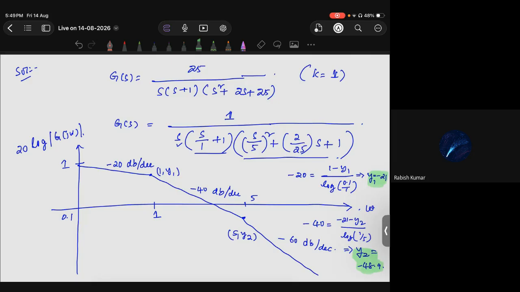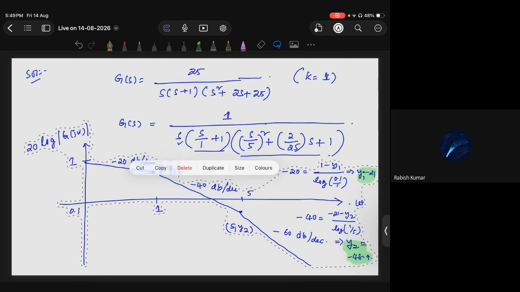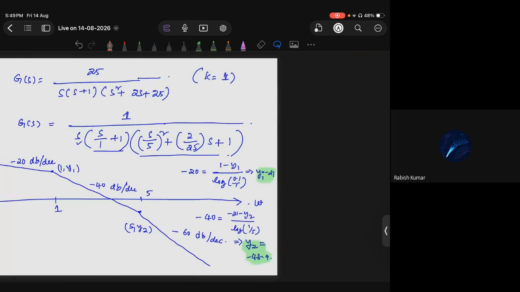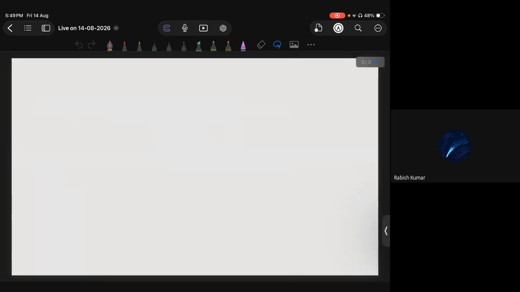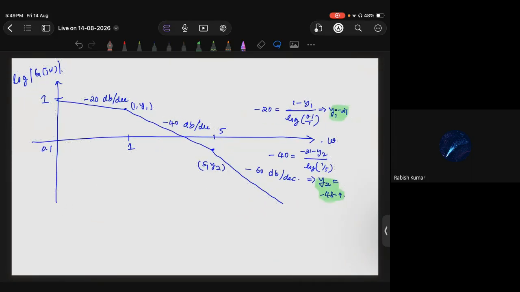So let me copy this. I'll paste it here. Now you can see, we'll write down the updated version.